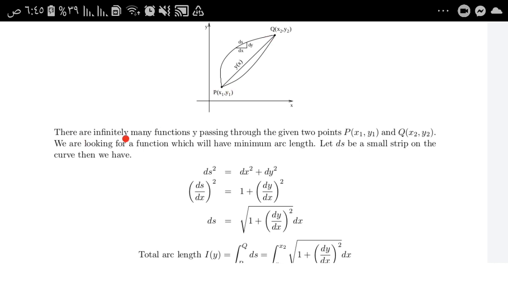There are infinitely many functions y passing through the given two points P and Q. We are looking for a function which will have minimum arc length.